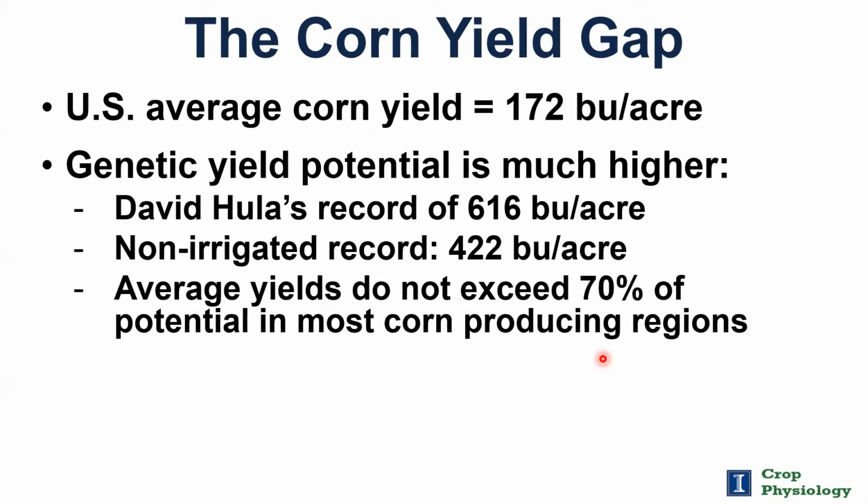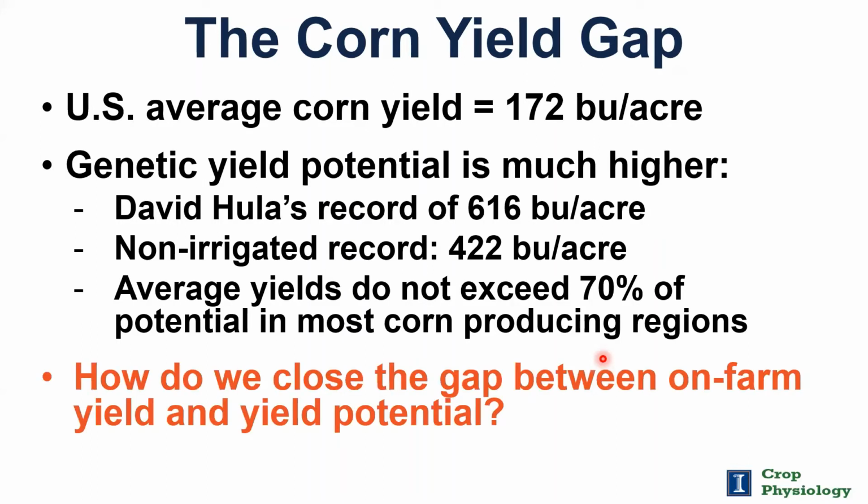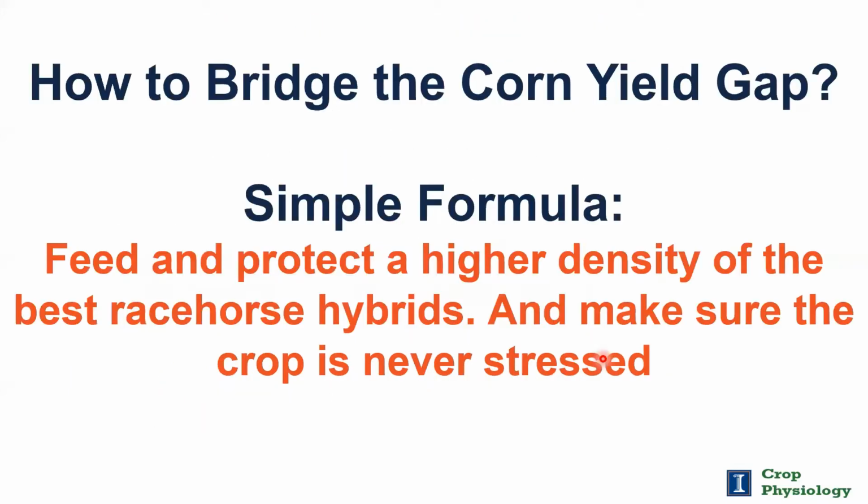And then also there's a lot of research out there that shows that for most corn producing regions, the average yields don't exceed nearly 70% of what's potential. You know, the yield potential of a specific corn hybrid, they always say, is the highest when it's still in the bag. Once you stick it in the ground and it has to deal with the environment and the climate, that's when that yield potential starts decreasing. So where we come in is, how do we close the gap between on-farm yield and what yield is potential? And I'll tell you what, it's a really, really simple formula. All you have to do is feed and protect a high density of the best racehorse hybrids and make sure that crop is never stressed. It's that easy. That's all you have to do.